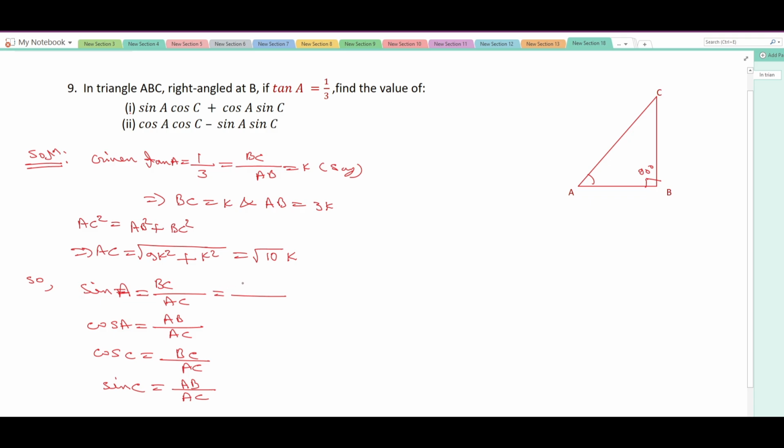Here BC equals K, AC equals root over 10 K. K cancels out. We get 1 by root over 10. AB equals thrice K, K cancels out, we get 3 by root over 10. And BC equals K, so 1, AC equals root over 10. And AB equals 3K, so 3.